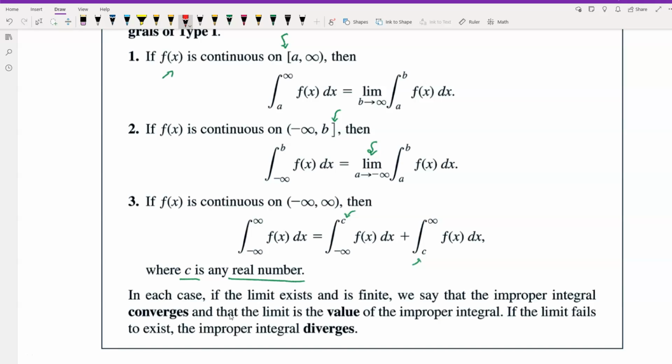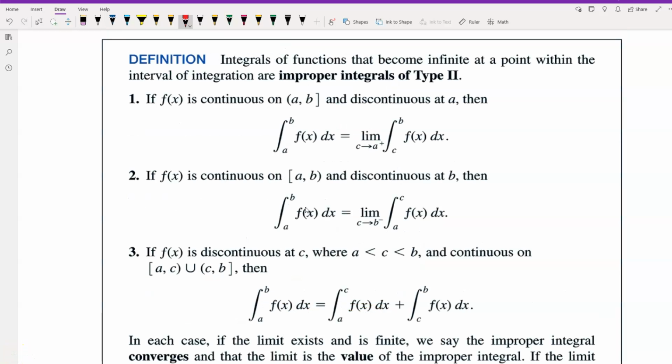In each case, if the limit exists and is finite, we say that the improper integral converges and that the limit is the value of the improper integral. If the limit fails to exist, the improper integral diverges. Here on this part we have the definition for improper integrals of type 2.